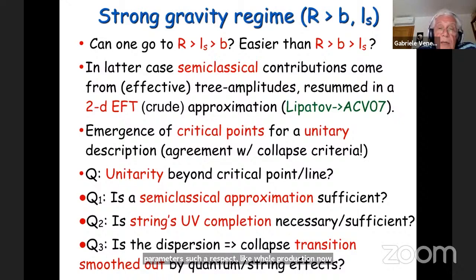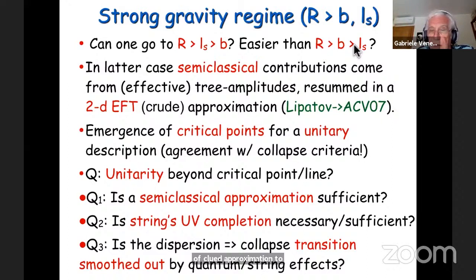Now, an interesting question is whether you should approach this regime starting from the string length being bigger than B, or the opposite. We looked at the second case, and we made some progress, but short of solving, of course, the question. In this case, you can check that the semi-classical contribution to the scattering amplitude comes from some effective three amplitudes, which you can resum in a two-dimensional, or D minus two-dimensional in general, effective field theory, which is some kind of crude approximation to something worked out by Lipatov.